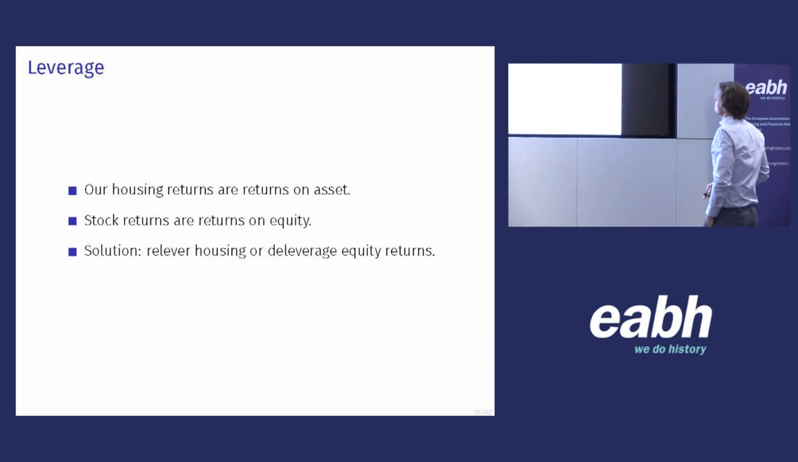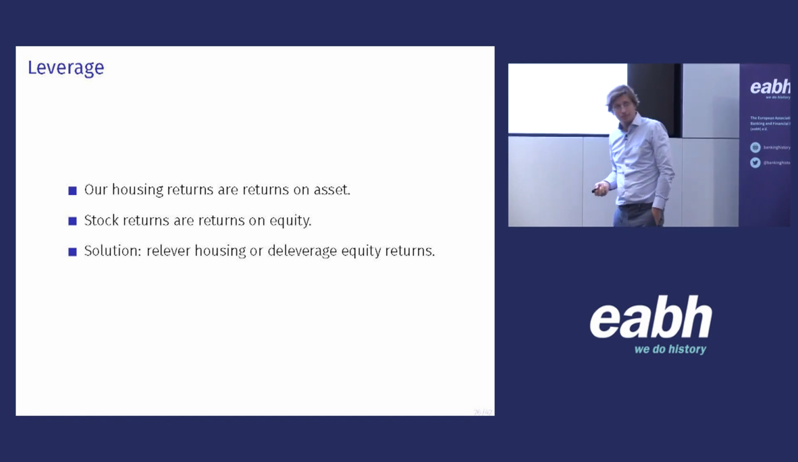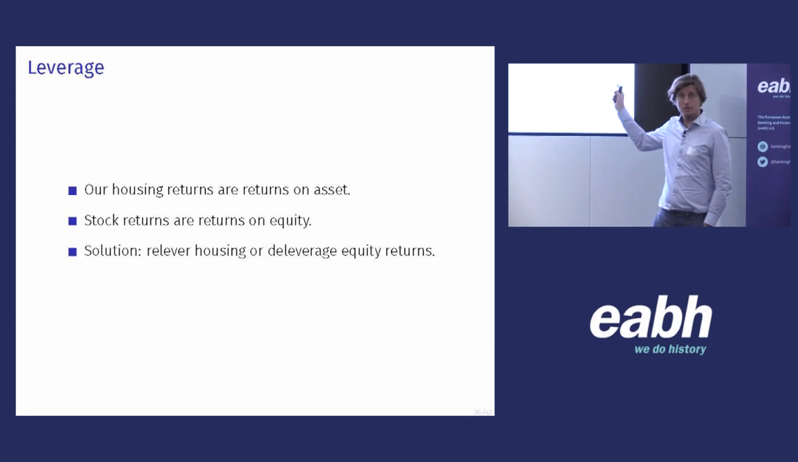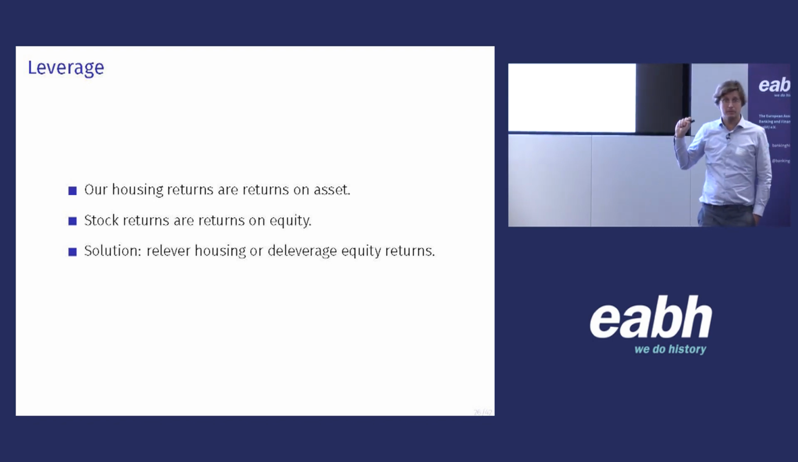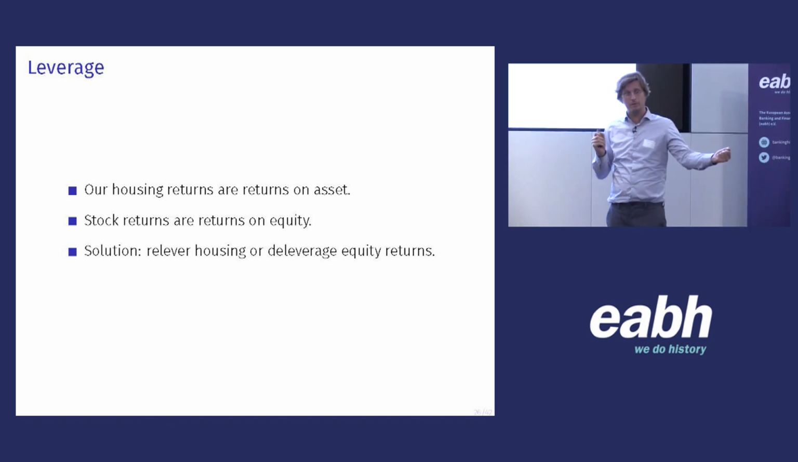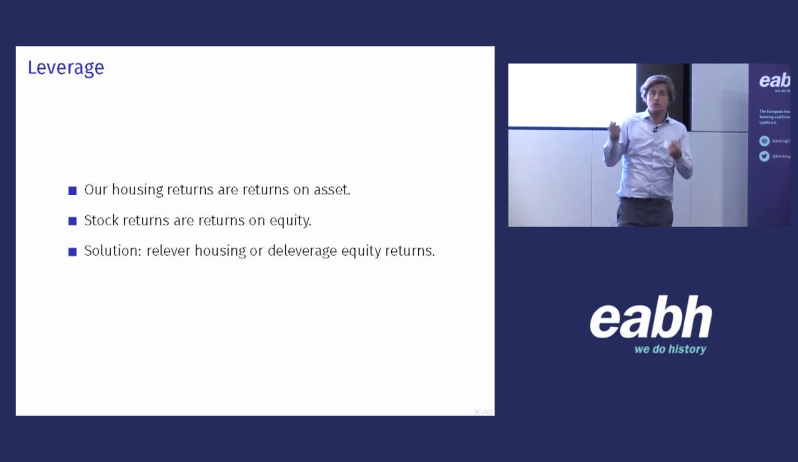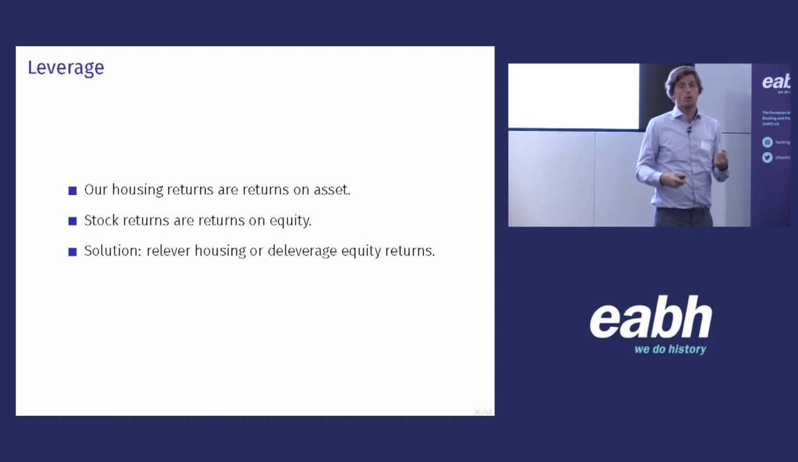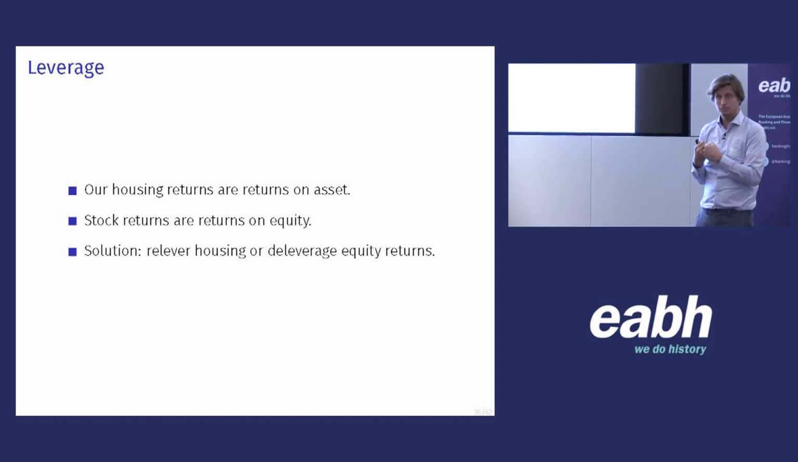On the other hand, there's this issue about leverage. What we measure in the stock market is a return on equity, and companies are also levered. Whereas what we measure in the housing market here is a return on asset. So we're comparing apples with oranges when we have return on asset on housing and return on equity for business. To make the two comparable, we can either re-lever housing returns or de-lever the equity returns.